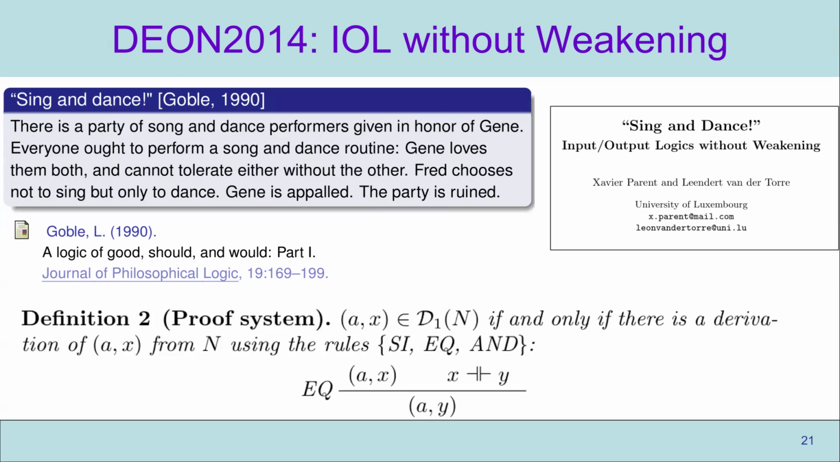So here we use the sing and dance example. There is a party of song and dance performers given in honor of Jean. Everybody ought to perform a song, and then Jean loves them both, but cannot tolerate either without the other. So Fred chooses not to sing, but only to dance, and Jean is appalled, and the party is ruined. This is from a paper from 1990, where Lou Goble argued that this could be a good thing for philosophical reasons. And so we started to do the same things here as well.